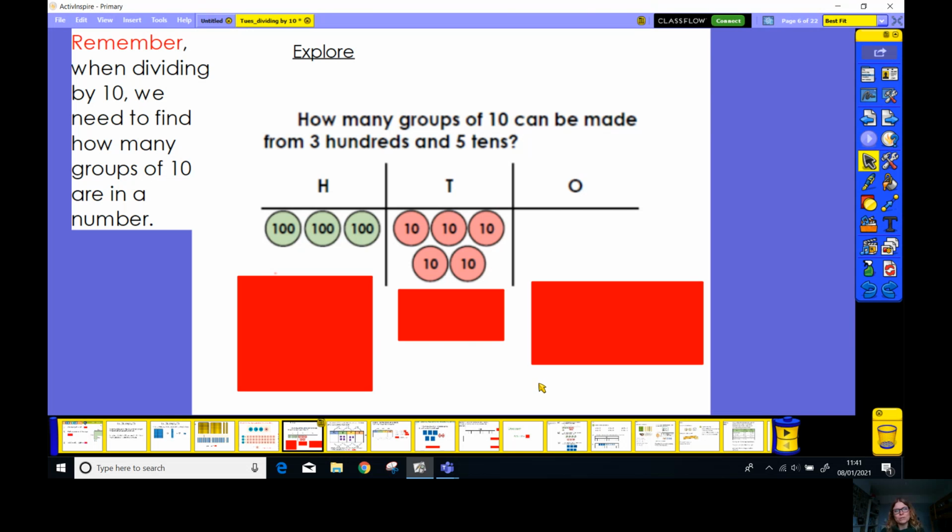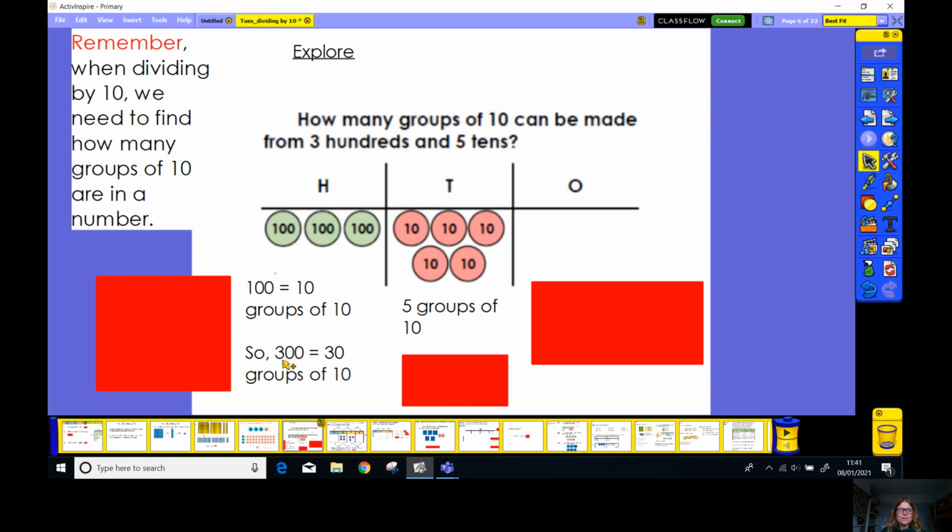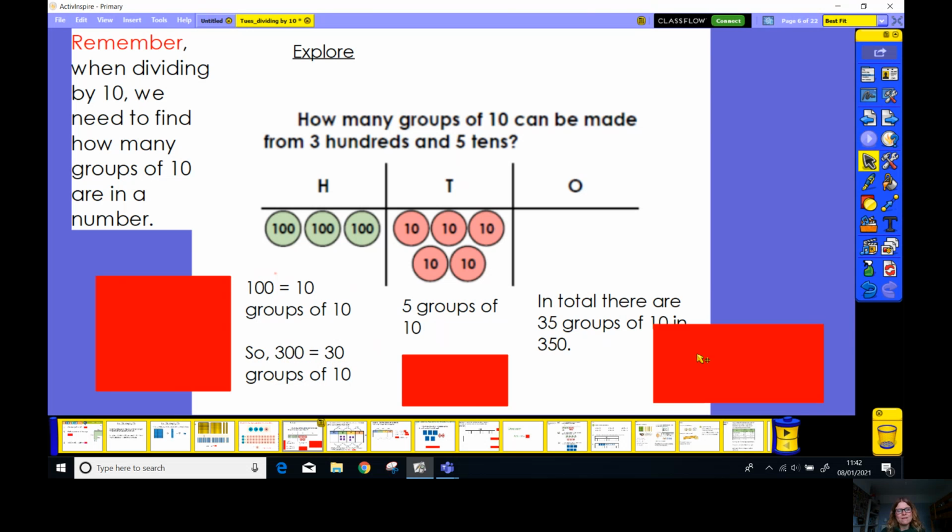Let's have a look at this explore question. It says here, how many groups of 10 can be made from 350? So here we have a number, don't we? We have 350. How many groups of 10 do we have? Well, here we can count them. We know we've got 5 groups of 10 here, don't we? And here we have the 300 again, and we know from our last question that 300 equals 30 groups of 10. So therefore, in total, there are 35 groups of 10 in 350.